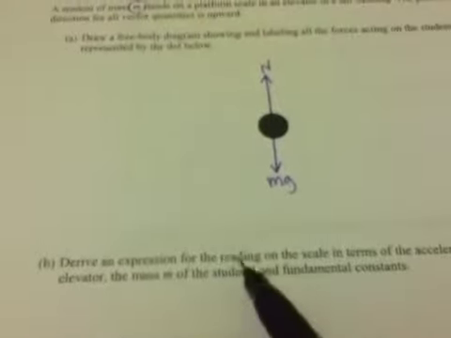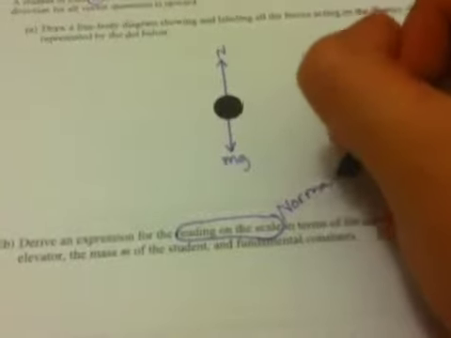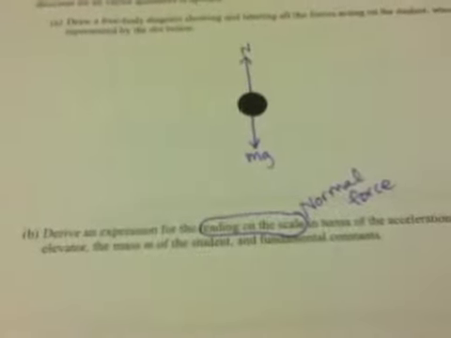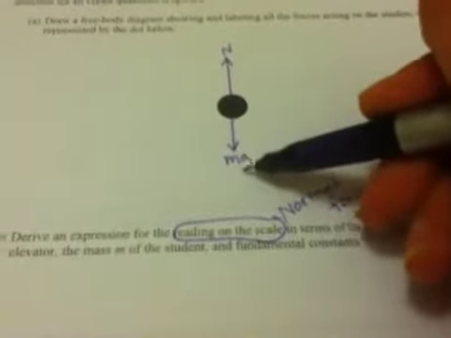Now we want to derive an expression for the reading on the scale. The reading on the scale is going to be your normal force, because, as you will see on Friday, this normal force, the scale reading, is going to change depending upon whether you're going up and stopping or going down and stopping, and so on and so forth. So this normal force changes, but this mg will not change at all because your mass stays the same and the acceleration of gravity stays the same. So the reading on the scale is going to be the normal force because it's reading this upward force.